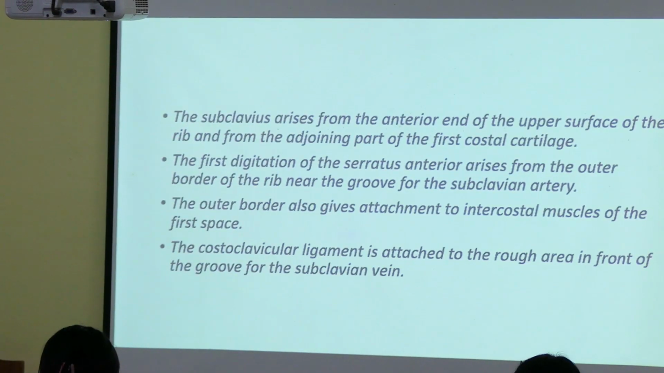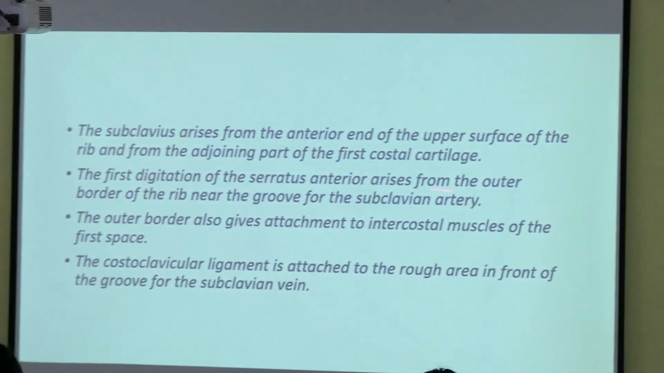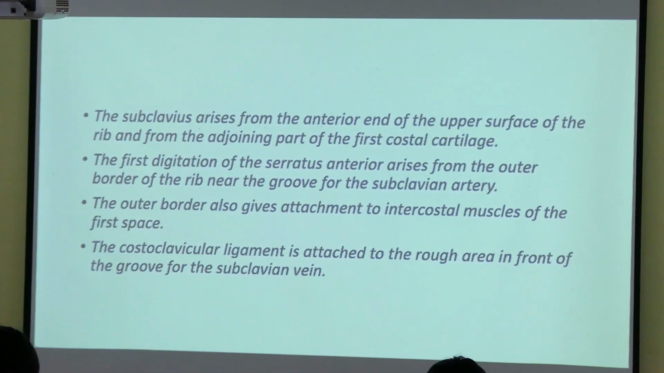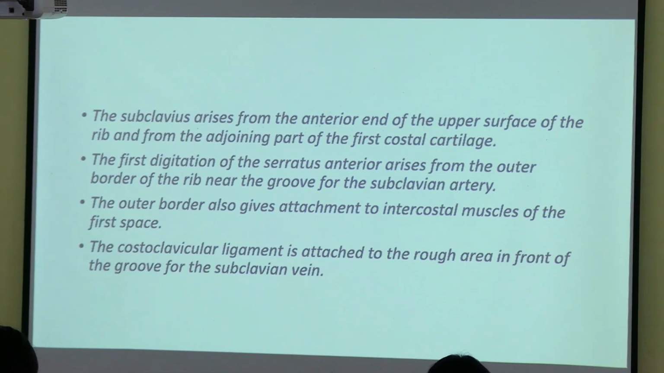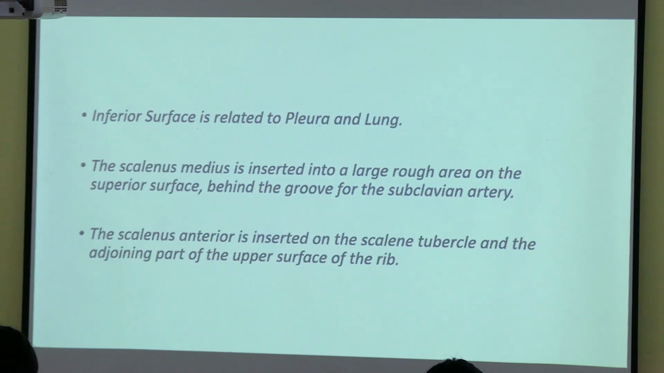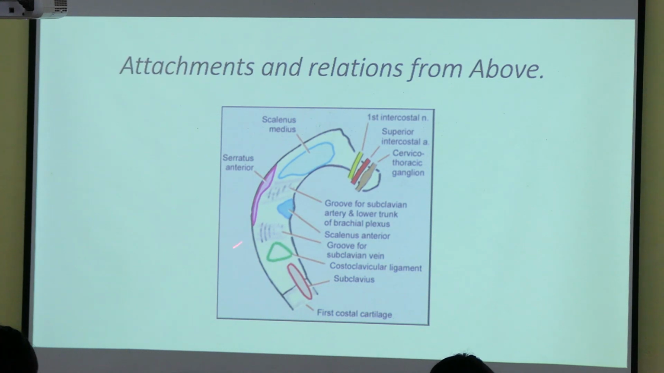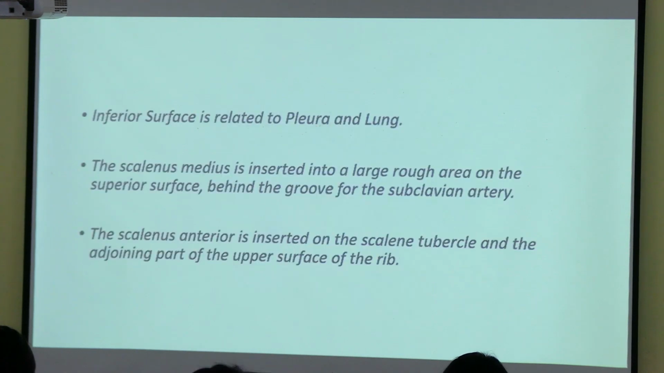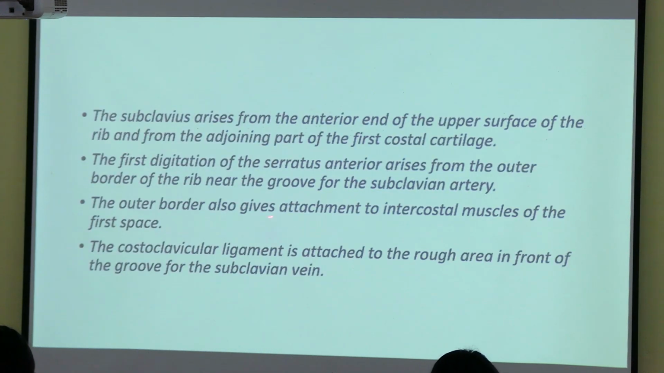Then serratus anterior arises from the outer border of the rib near the groove for subclavian artery. This is the serratus anterior muscle related to the groove for subclavian artery. किसके साथ है? Groove for subclavian artery के साथ serratus anterior muscle. Right? Then the outer border also keeps attached to the intercostal muscles of first space. इतना important नहीं है but ठीक है.